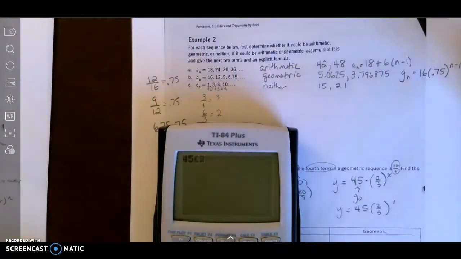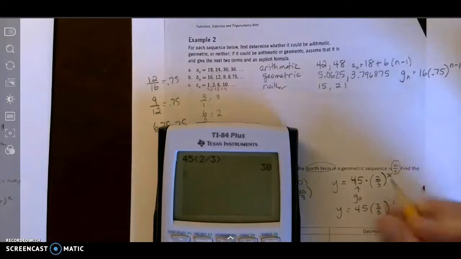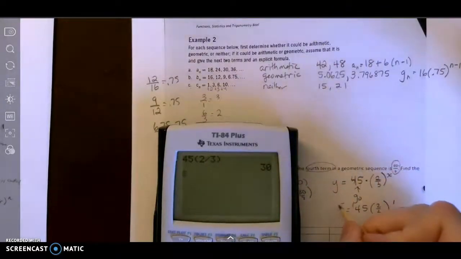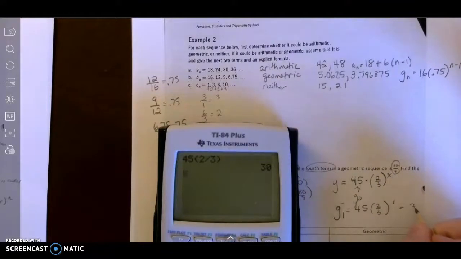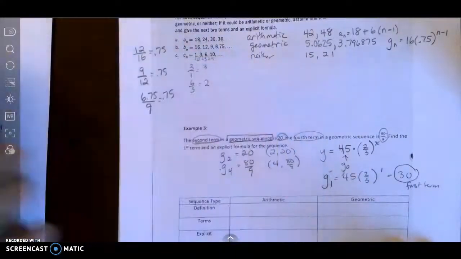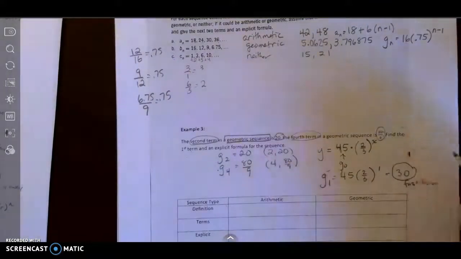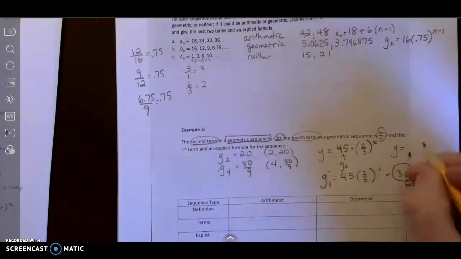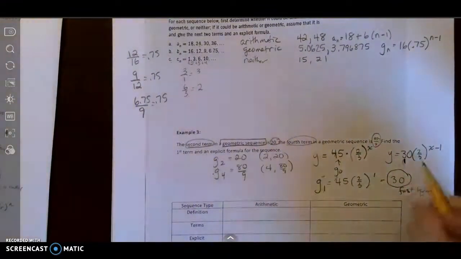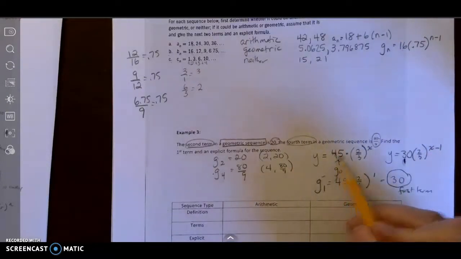So 45 times 2/3. And I get, so this is actually g sub 1, and I got 30. So 30 is the first term. If I wanted to write my formula using this, I could have said y equals 30 times 2/3 to the x minus 1. So if I'm going to start with the first term, it's to the x minus 1. If I'm going to start with the 0 term, it's to the x.